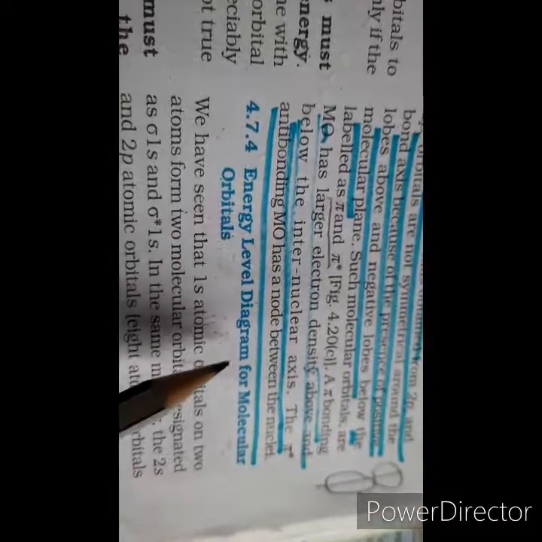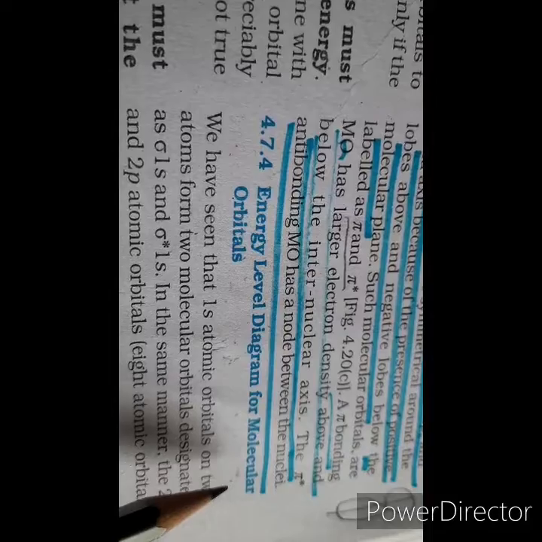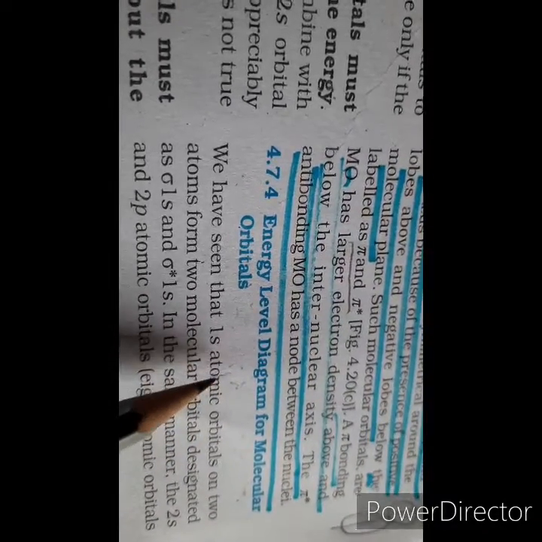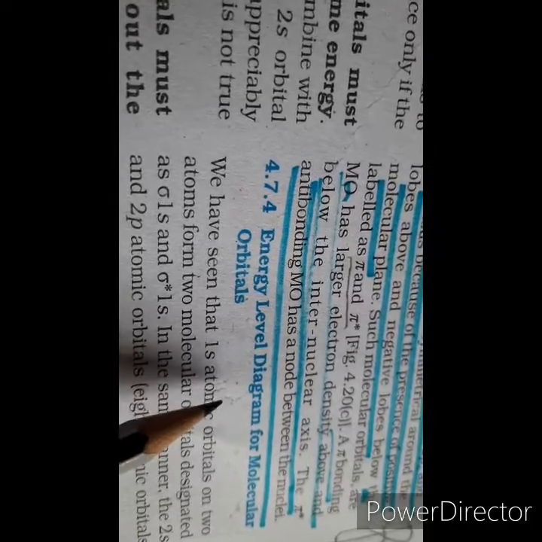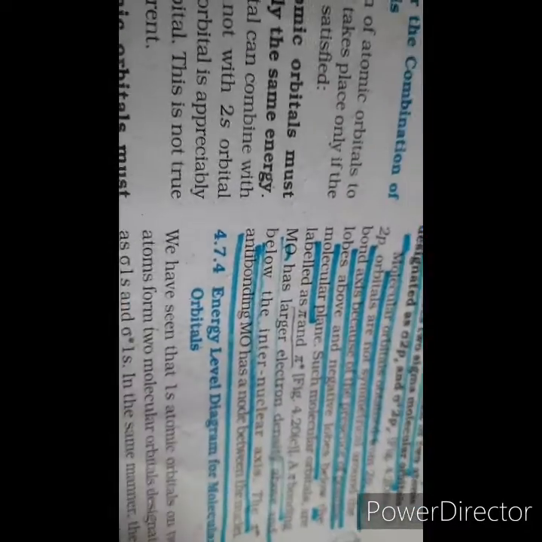Now discuss the energy level diagram for molecular orbitals. These energy level diagrams are of great importance because we can calculate the magnetic nature, we can calculate the bond order, we can write the electronic configuration for the molecule using these diagrams. So let's understand first the meaning of the bond order.